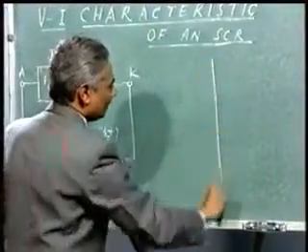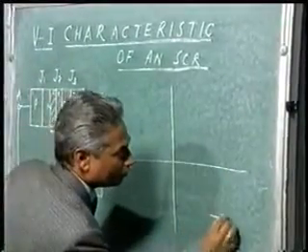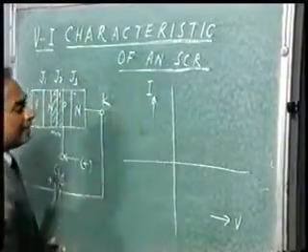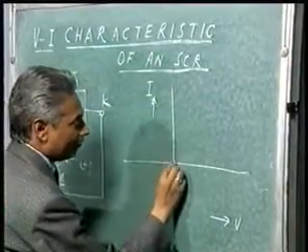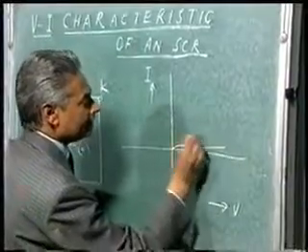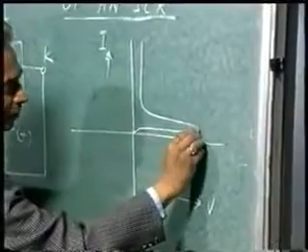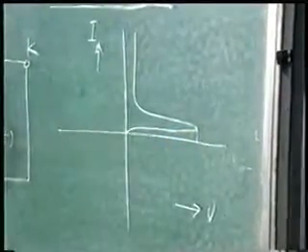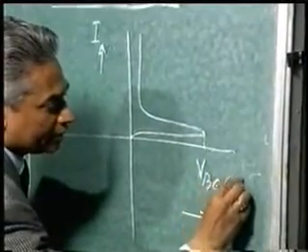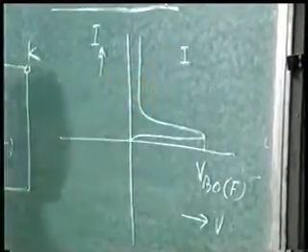If I draw, like this is of course voltage, this is current. You will find that at the starting there is no current flowing, and the characteristic is something like this. This is the point where the device has started conducting, and it is known as the forward breakover voltage. Of course, this is the first quadrant characteristic.